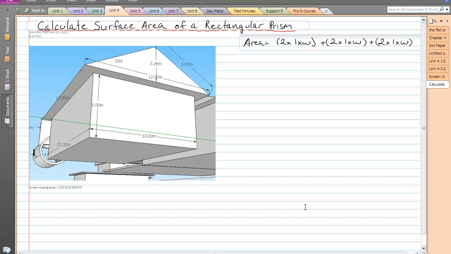In order to calculate the area of a rectangular prism, we need to access this formula. We need to realize that the area of a rectangular prism is 2 times the length times the width. That represents one pair of our congruent rectangles. And we add them to 2 times length times width, and that's another pair of congruent rectangles, and finally 2 times length times width. The 2 in each of these terms represents the number of rectangles that are congruent. So each pair of rectangles.